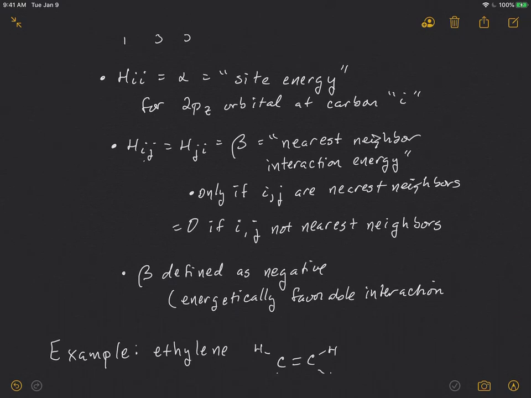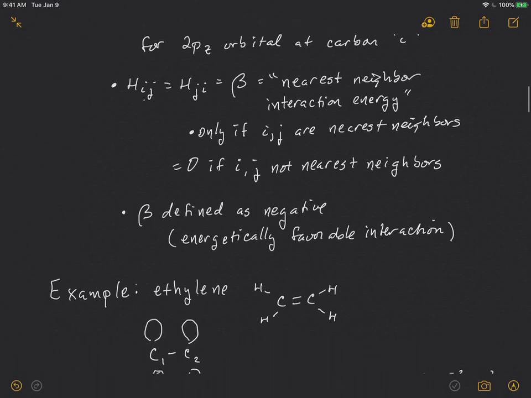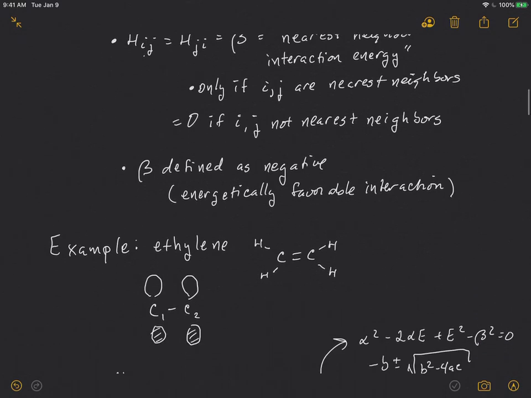One thing we need to keep in mind here, beta is defined as negative. It's describing an energetically favorable double bonding interaction, and so it is defined as having a negative value. So let's start by looking at the simplest case, ethylene. It's got 2 carbon atoms.